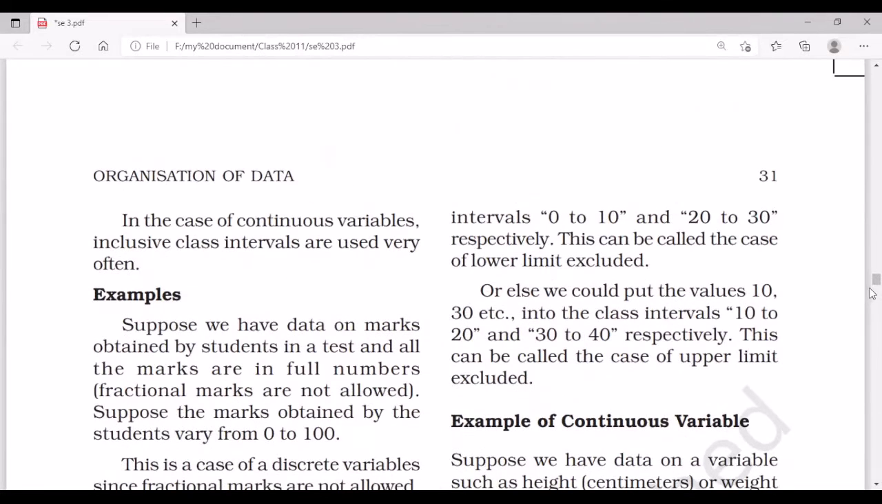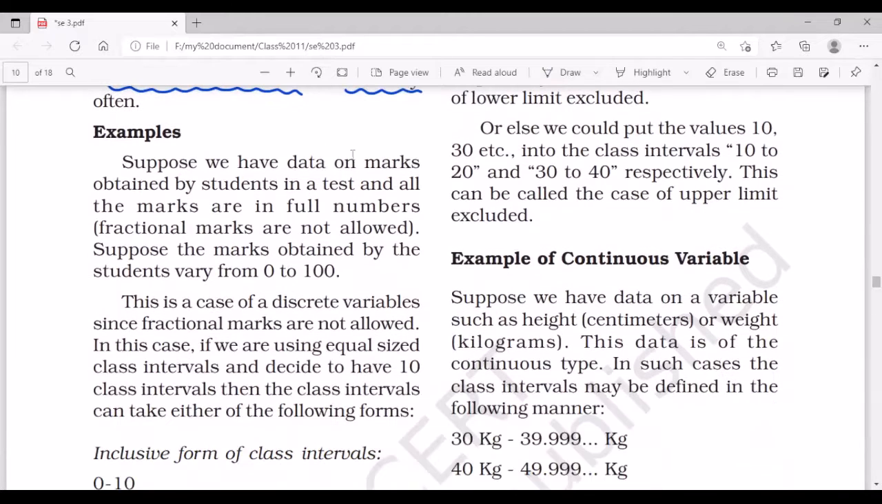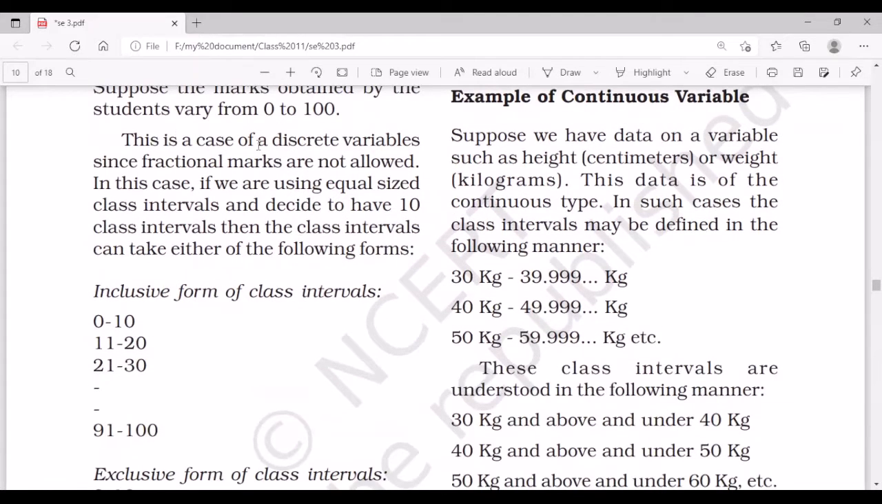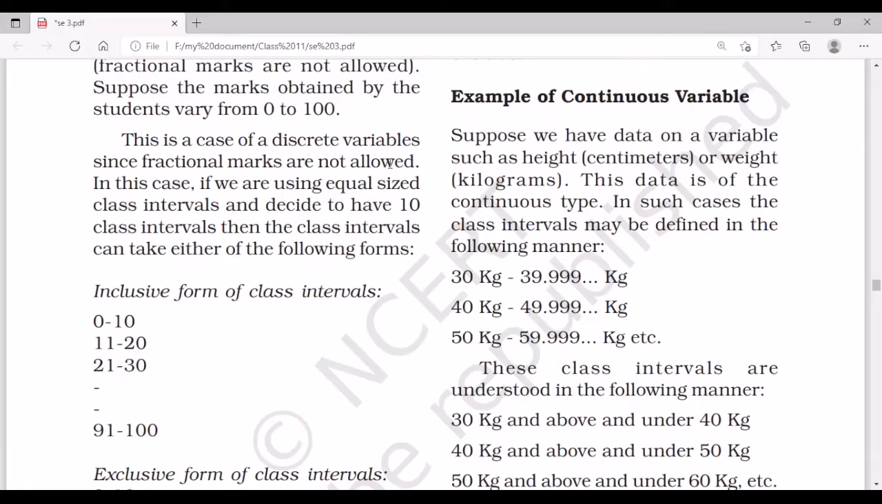Now in the case of a continuous variable, inclusive class intervals are used very often. Okay. Now for example, suppose we have data on marks obtained by students in a test and all the marks are in full numbers. Suppose the marks obtained by students vary from 0 to 100. This is a case of a discrete variable since fractional marks are not allowed. What is a discrete variable? When we have an exact number and there are no fractions.